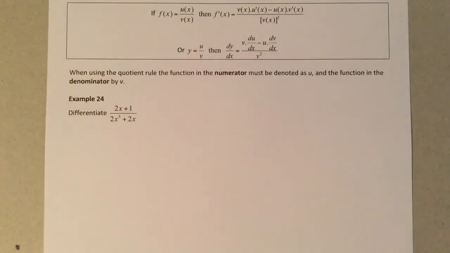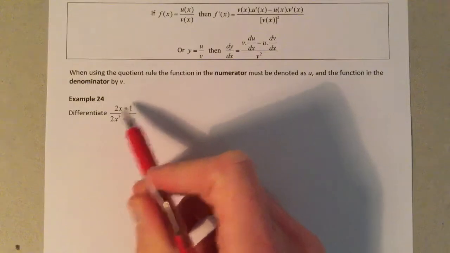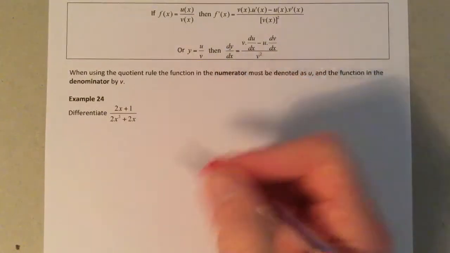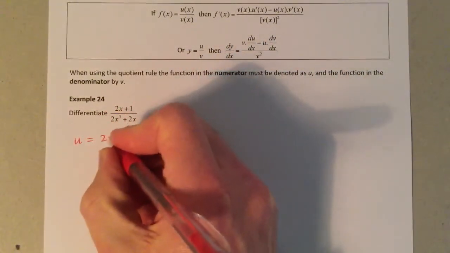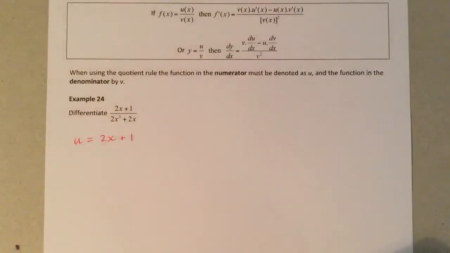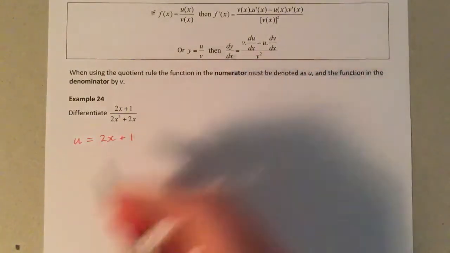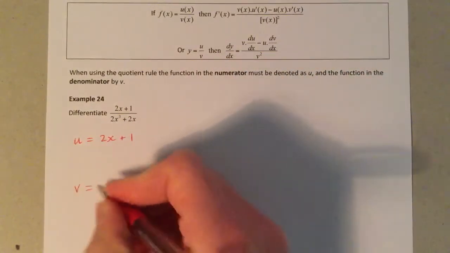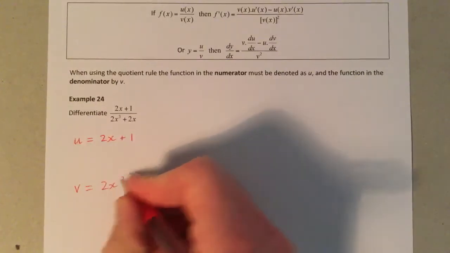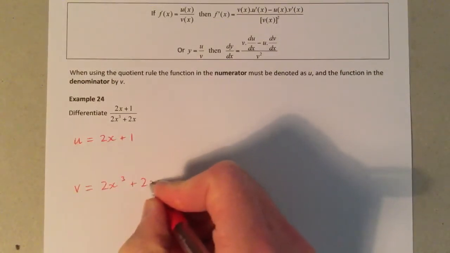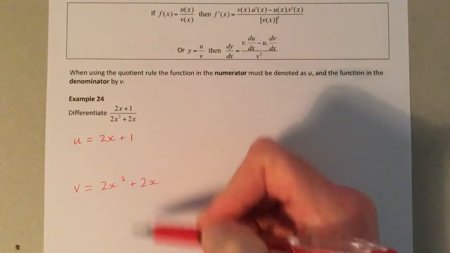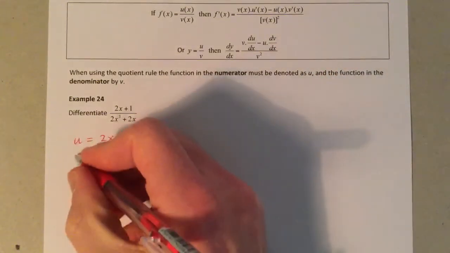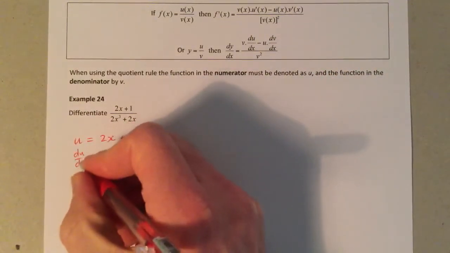Now, to start with, we know that the u in the rule is the numerator. So in this question, u is equal to 2x + 1. And v is the denominator, which for this question is 2x cubed + 2x. Now, what I like to do is write the u and the v separately and then put their derivatives down as well.